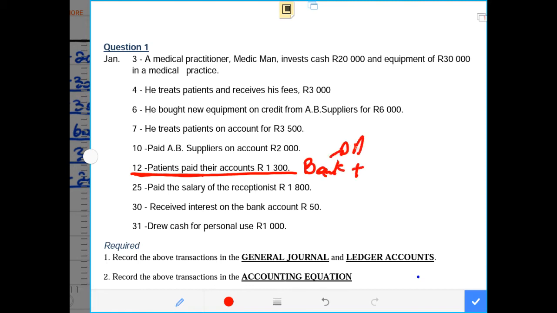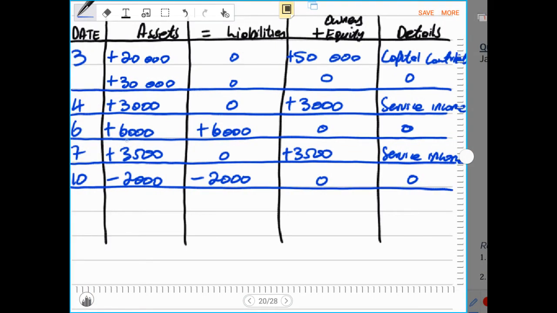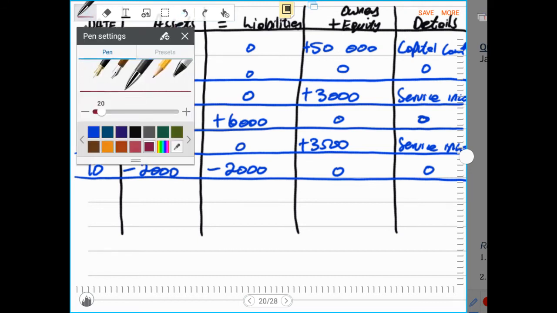And we know that bank is an asset. Don't forget that. And assets will be increasing. And in this case, this is the customer who previously was treated on account, from number 7. This is the customer who previously was treated on credit. So now he pays 1.3. When the customer was treated on credit, the assets of the business increased by 3.5 because the customer did not pay at that point in time. So when the customer pays, therefore now the assets of the business will have to decrease. That is why we have to say minus 3.5.